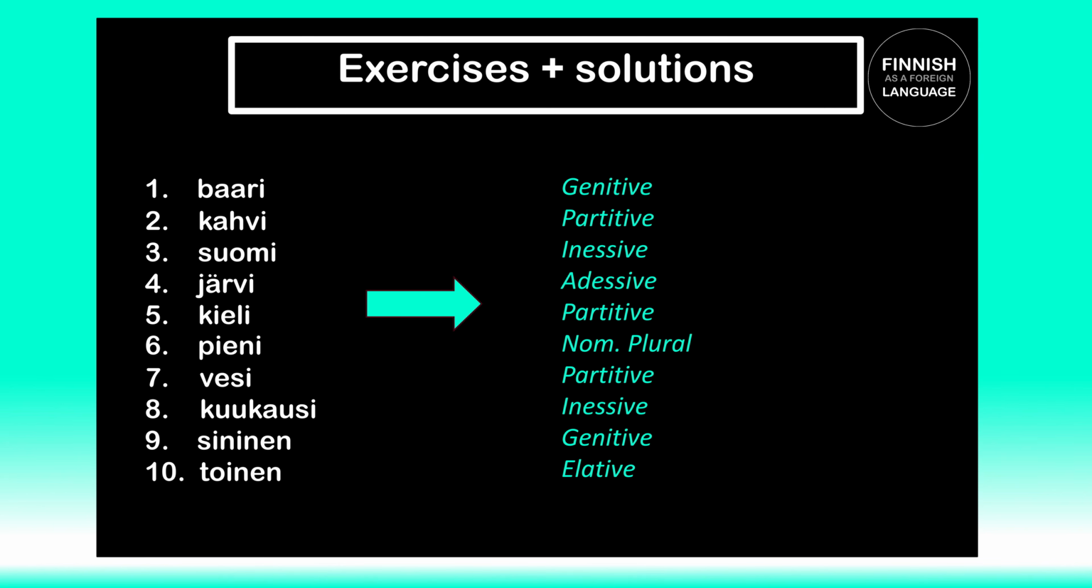Our first noun is baari. We want to form the genitive case out of it, which is, that's right, it's barin, a combination of baari plus the genitive marker n. Next one, kahvi. Now we want to form the partitive case out of it, which is, that's right, it's kahvia. Next one, suomi. Here we want to form the inessive case, which is, that's right, Suomessa.